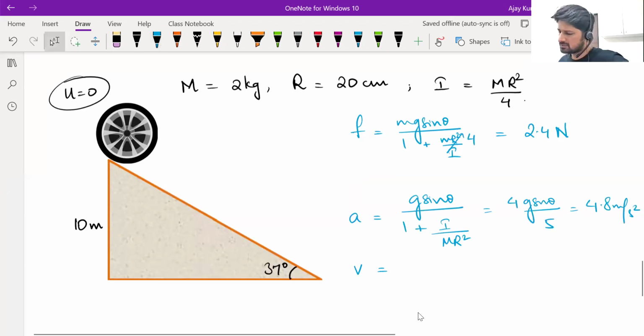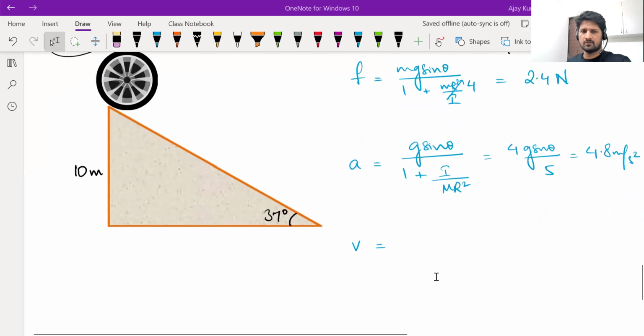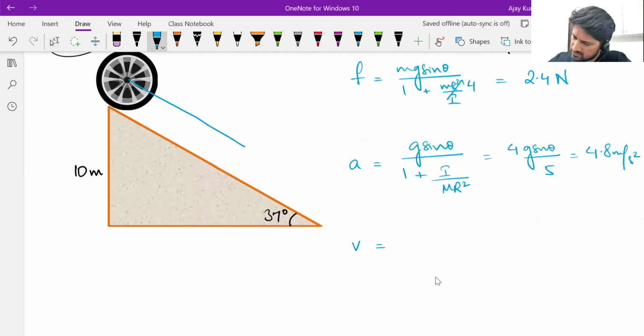And the speed with which it reaches the bottom of the incline, both of you gave answers as root 160 or 4 root 10. It's the same. But Pawan, tell me, which method did you use? Equations of kinematics, fine. So you'll have to find the displacement first and then use v square minus u square equals 2as. So v square minus u square, which is 0 anyway, is 2 into acceleration, 4.8.